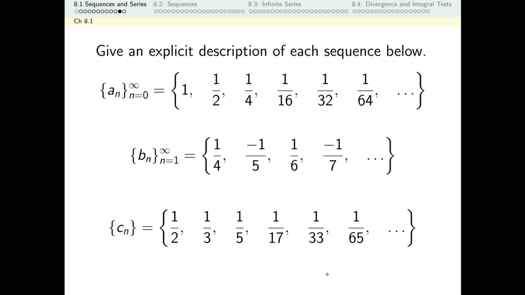Let's practice some pattern recognition. For each of these, you should be able to find an explicit formula for the sequence. Take a minute, pause the video, and find these formulas.